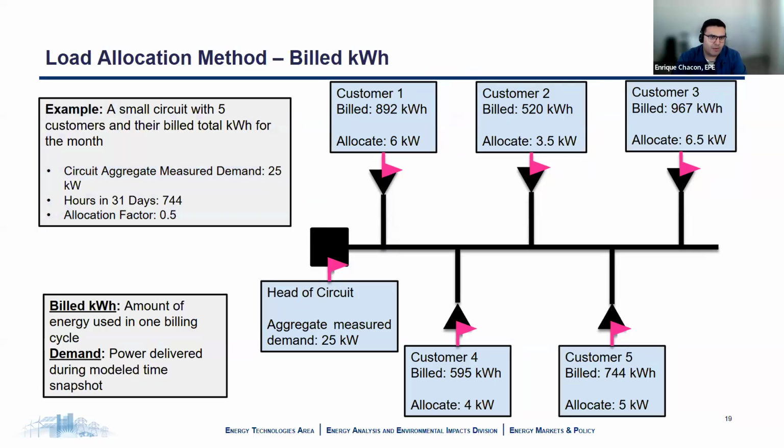For billed kilowatt hours, this is used in an instance where maybe the utility doesn't have the best visibility, or maybe they just have better visibility on energy consumed. This is also a prorated value where, if you know what the measured demand is, and you know what the total overall feeder kilowatt hour is, you can do a ratio. So for customer number one, the ratio of its kilowatt hour compared to the feeder kilowatt hour ends up resulting in a 6 kilowatt allocation. So that's a little bit about billed kilowatt hour. Next slide, please.